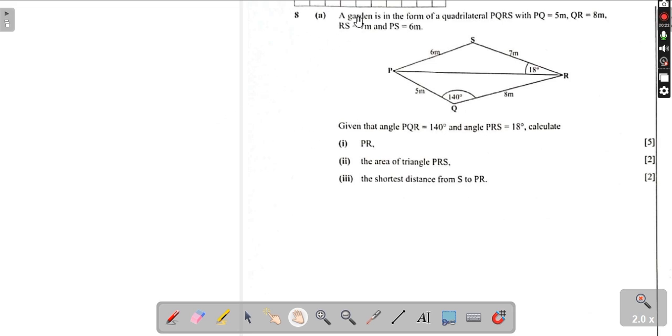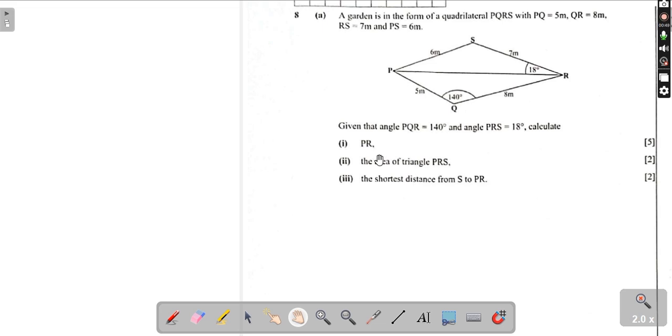So the question reads: a garden is in the form of a quadrilateral PQRS. We can also see PQ is 5 meters, QR is 8 meters, RS is 7 meters, and PS is 6 meters. Given that the angle PQR is 140 and angle PRS is 118, calculate PR.